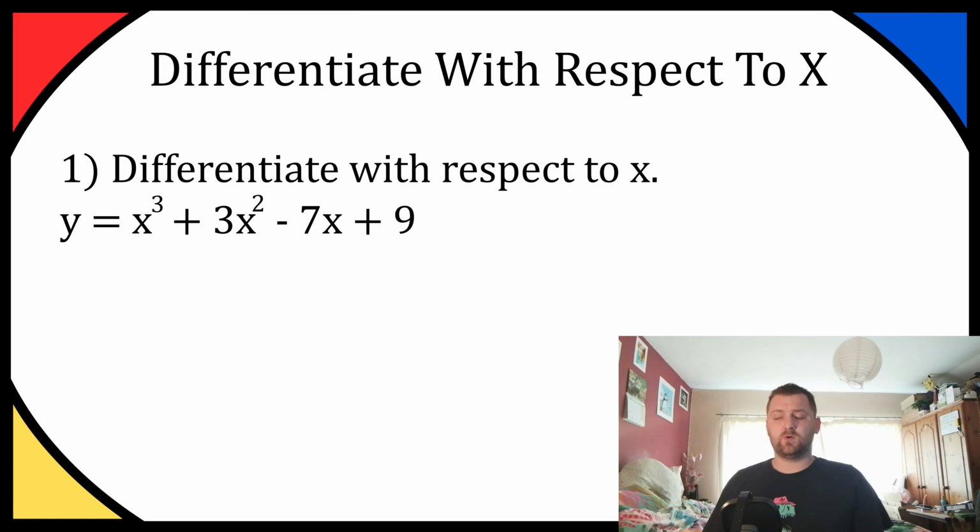So let's get into question number 1. It says differentiate with respect to x. That's important because you need to know what you're differentiating with respect to. Now, in exams, especially at A level, you're pretty much always going to get something like y is equal to blah, blah, blah. So in this case, y is equal to x cubed plus 3x squared minus 7x plus 9, okay?